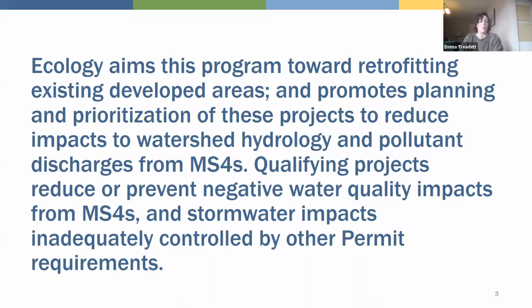So really, the overall goal is to retrofit existing developed areas and promote planning and prioritization of projects to reduce impacts to watershed hydrology and pollutant discharges from the MS4. Qualifying projects for this are going to reduce or prevent negative water quality impacts from MS4s and stormwater impacts that are inadequately controlled by other permit requirements. So really, this is the above and beyond permit requirement, right? This is trying to get at things that the other areas of the permit are not fully addressing.